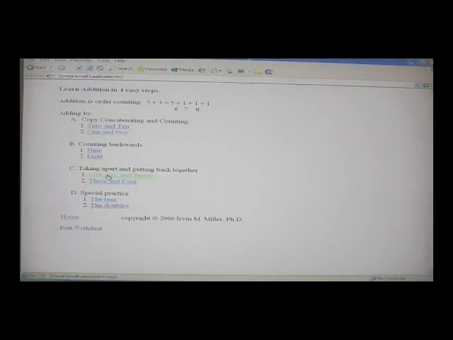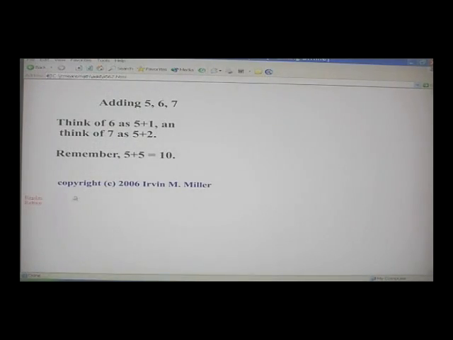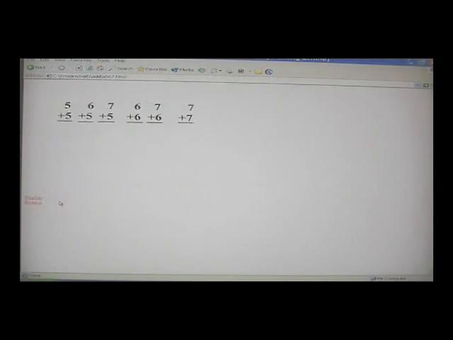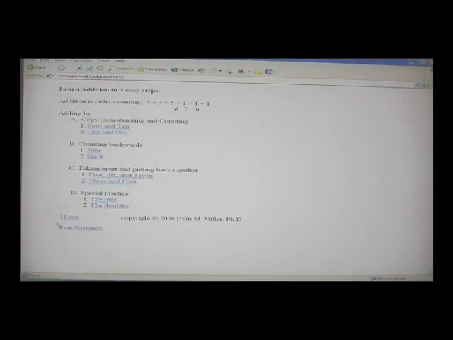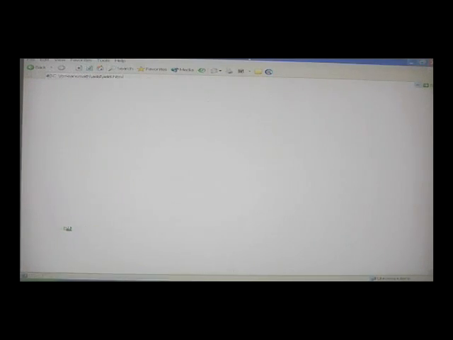And here's how we teach the nickel rule. Think of 6 as 5 plus 1 and 7 as 5 plus 2. 6 comes down as 5 plus 1, and 10 plus 1 is 11. 7 comes down as 5 plus 2, 10 plus 2 is 12. And here are the worksheets.